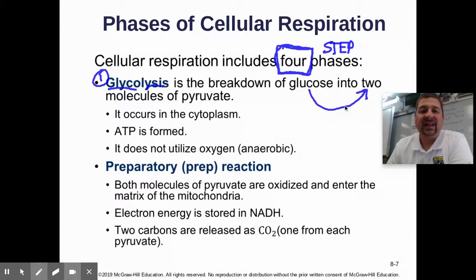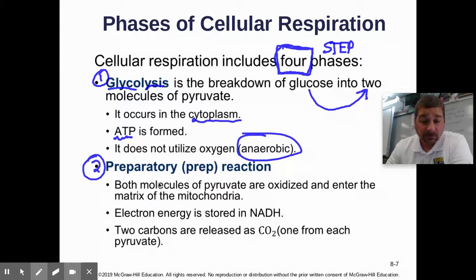So sugar splitting, glycolysis. This happens in the cytoplasm. It does form a little bit of ATP, and it is anaerobic. It does not need oxygen. Step 2, the prep reaction before it enters the mitochondria. The glucose is split into 2 pyruvates.